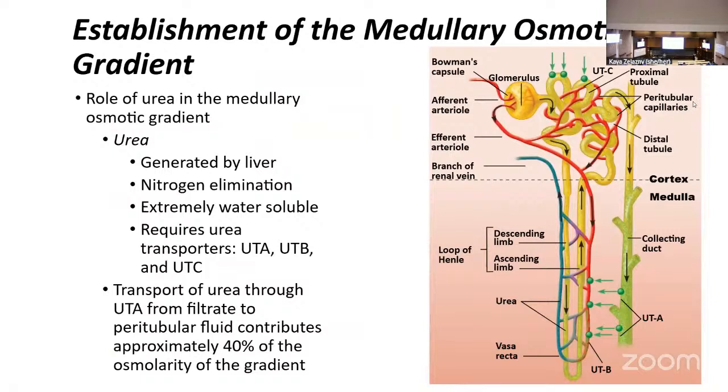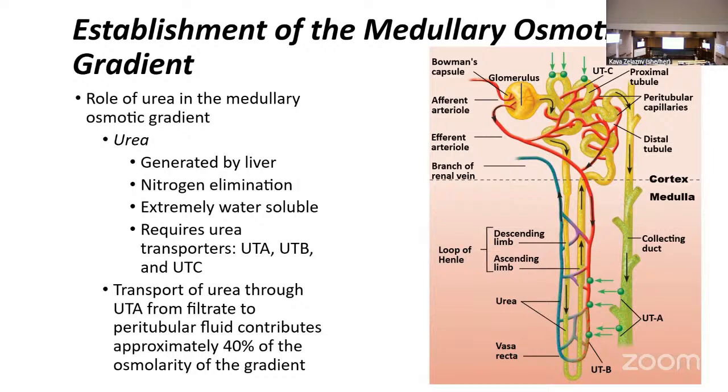So that is the main part of how our medullary osmotic gradient was established, and that's the main part of how we're maintaining that gradient as well. But we do have some other factors that are kind of assisting. One of these is urea. This is a waste product generated by the liver. It's kind of how you get rid of nitrogen. It's also what gives urine its name, urea. So you will see this in your urine. This is measurable in your urine. It's a waste product. It's super water soluble.